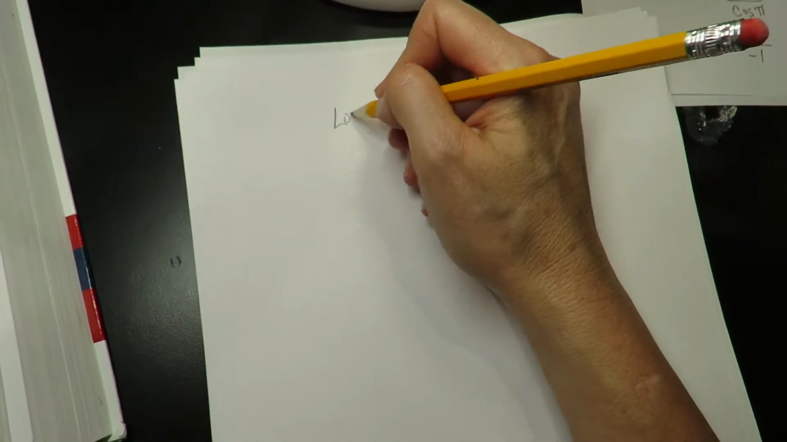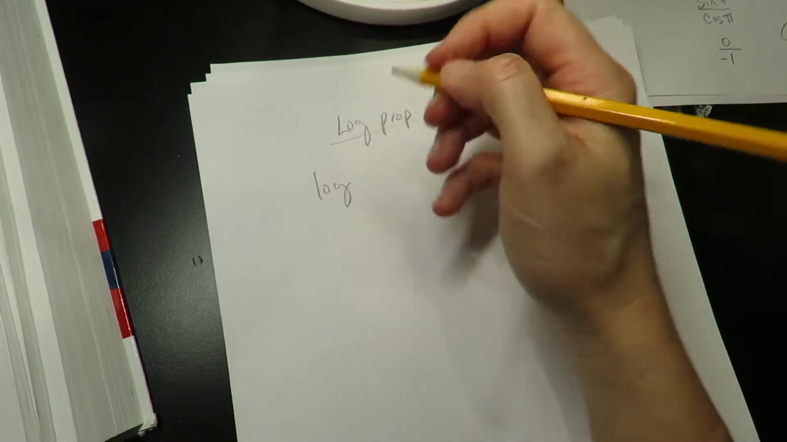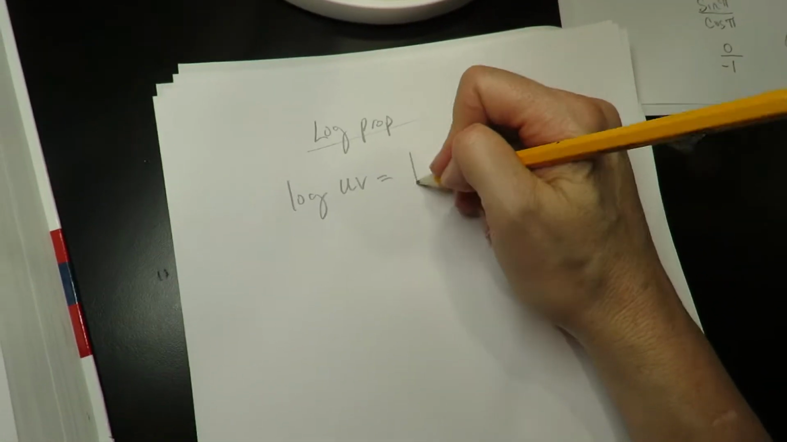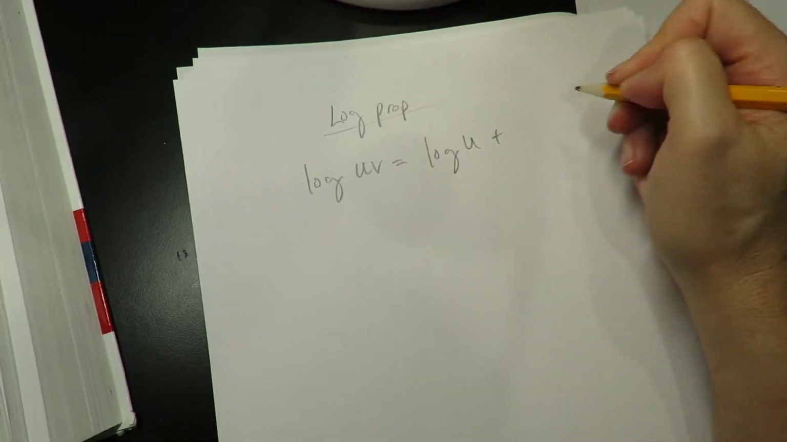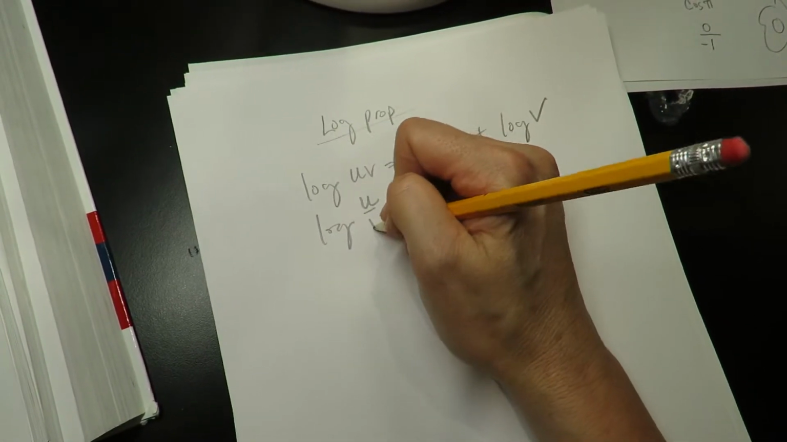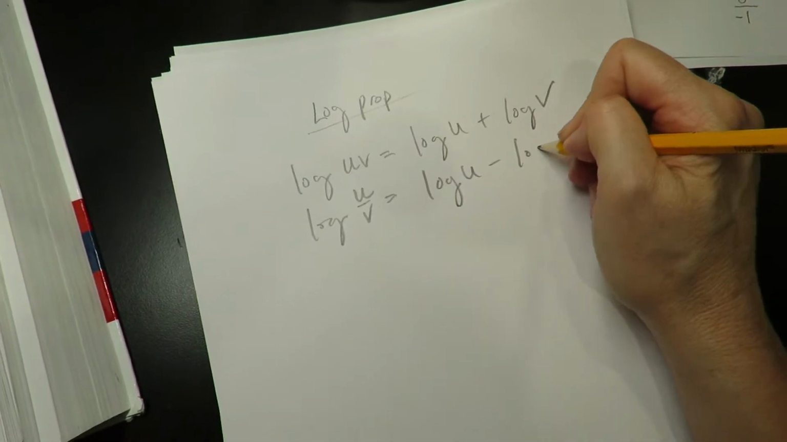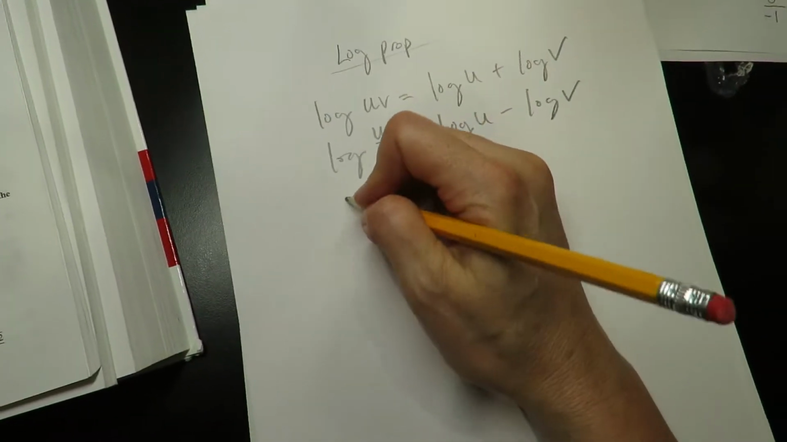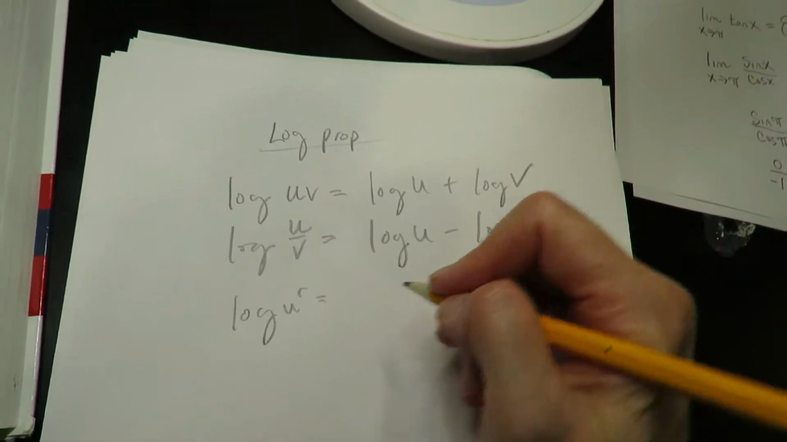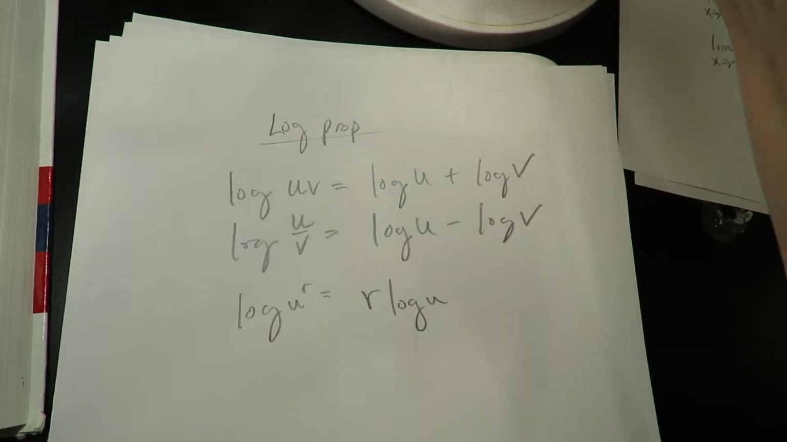So let's talk about your log properties. Let's see if you remember this. Log of u times v. Do you remember how to break that? Good, that would be log of u plus log v. How about this one? Log of u over v. You would break that into log u minus log v. Good. And then this guy, log u to the r. Remember that one? That would be r log u. Okay.